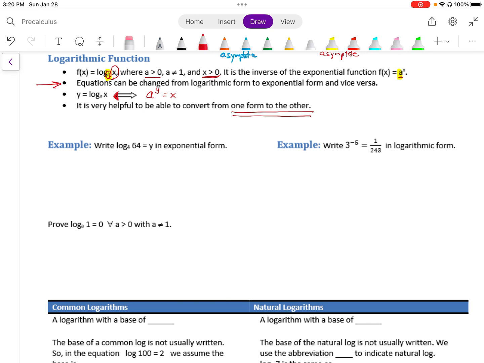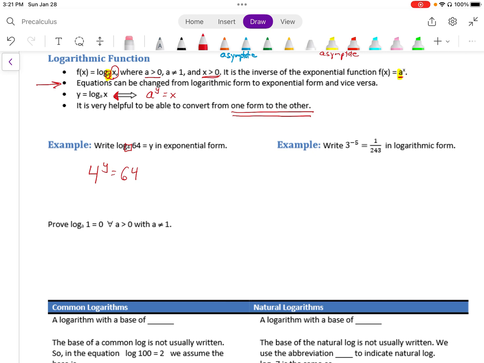We'll have several questions like this in our assignment. So write log base 4 of 64 equals y in exponential form. And again, that's how you say it: log base 4 of 64 equals y. And we want to put that in exponential form. One thing that helps me is that the base of the logarithm is the base of the exponent. So we have 4 as our base: 4 to the y power equals 64.